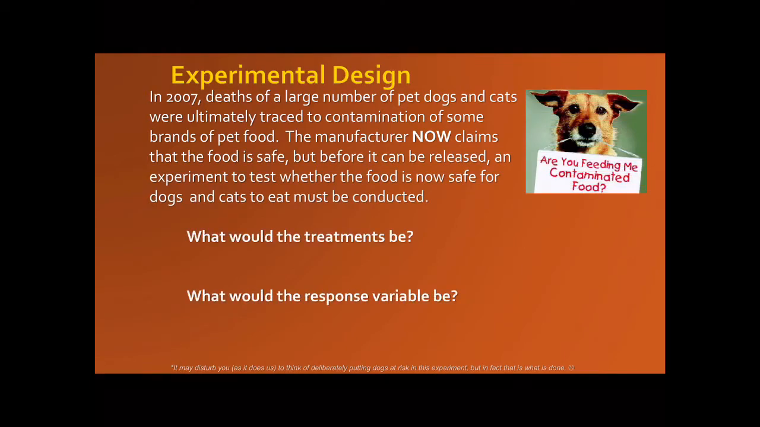So the treatment in this case, if they actually were doing a study, would have to be their new food that they're promising is better now. And they'd also need to have a second food that was already proven, maybe a different brand on the market that hasn't had any issues, because they want to see if their new food is safe, and then compare it to a group of pets that aren't eating.